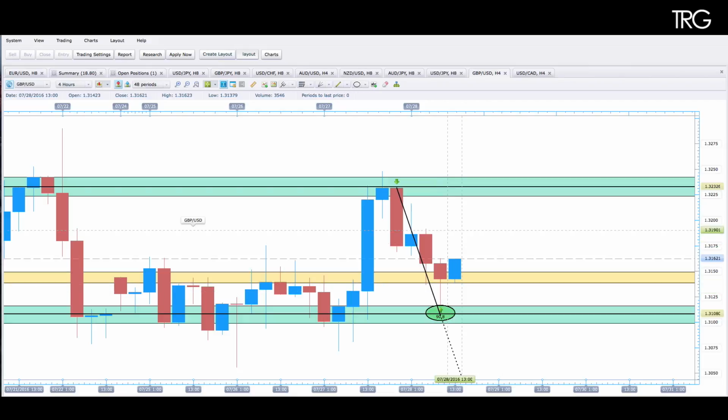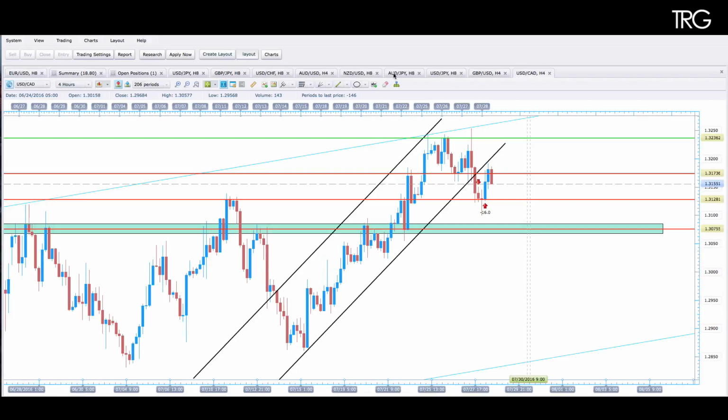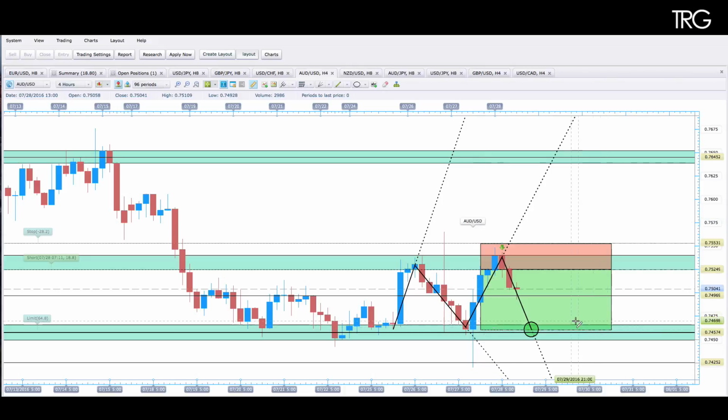So one winner, one big winner, one small loser. And we are currently in a trade right now, Aussie dollar, that is moving in the direction that I intended it to move. Just continue to trade smart.